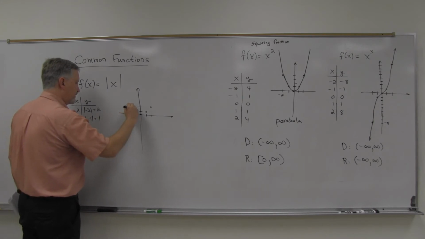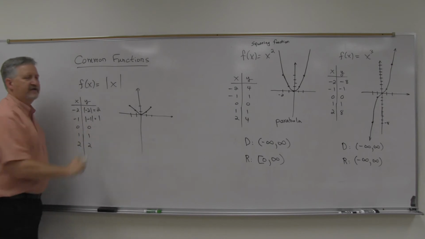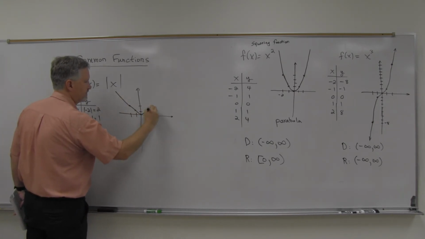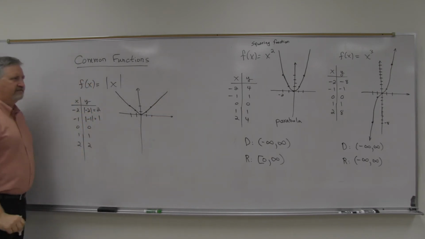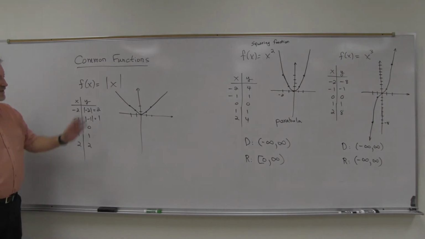What's going to happen? Well, these come in differently than the squaring function because these make a V shape, don't they? The V-shaped graph is the absolute value of x shape. You get a V shape as opposed to a curved shape like the squaring function. It's the V shape.